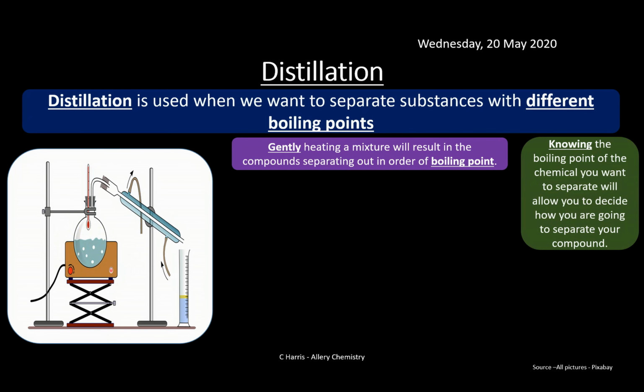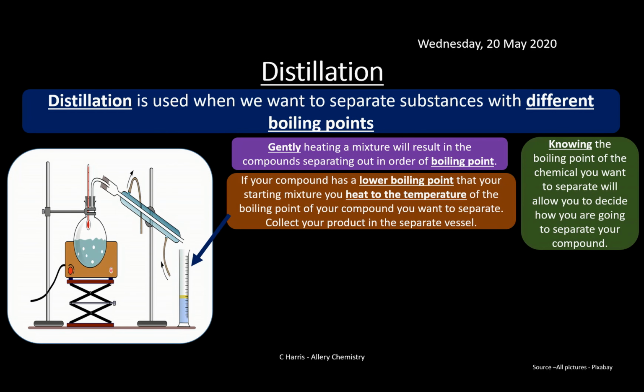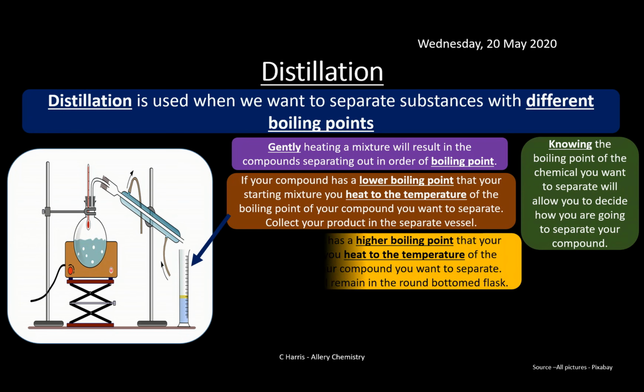So knowing the boiling points of the chemicals you want to separate will allow you to decide how you're going to separate your compound. If we know the boiling points, we can heat it to that temperature. So it works in a simple way, depending on what you want to pick up. If your compound has a lower boiling point than your starting mixture, then you heat to the boiling point of the compound you want to separate, and you collect that in a separate vessel on the side there. So in other words, we heat this up, and let's say one of the components boils at, say, 70 degrees. That will then evaporate up into this tube, and then it will condense against the column here. Because it's tilted this way, the liquid will run down and into this container here, leaving the liquid with a higher boiling point in here, which actually brings us on nicely to our next point.